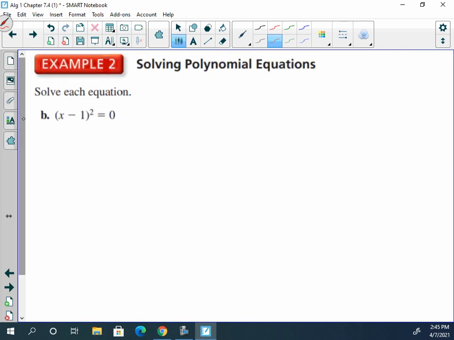Let's look at another one. So here we have x minus 1 squared equals 0. Well, anything that's squared is just telling me that it's being multiplied by itself. Yes? So really what I have is x minus 1 times x minus 1 is equal to 0. The x minus 1 is being multiplied by itself.